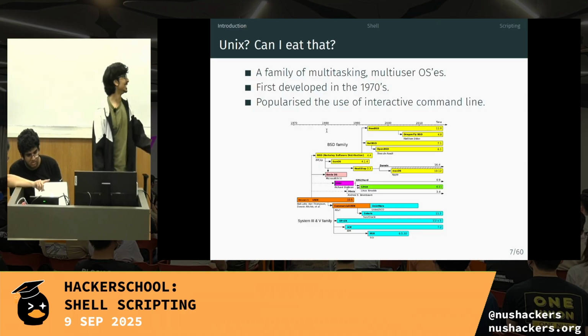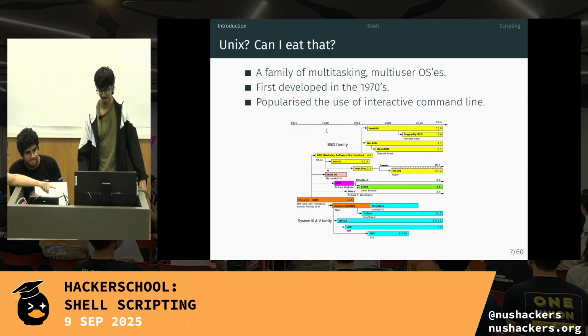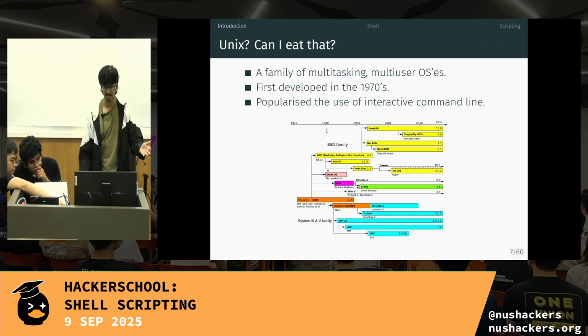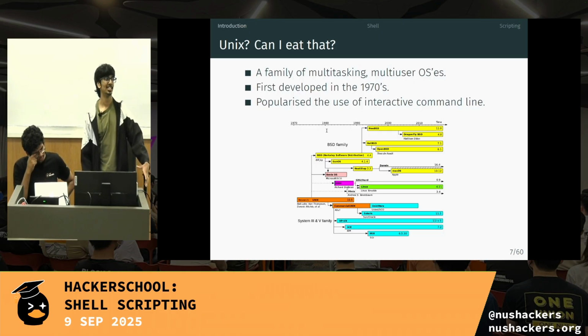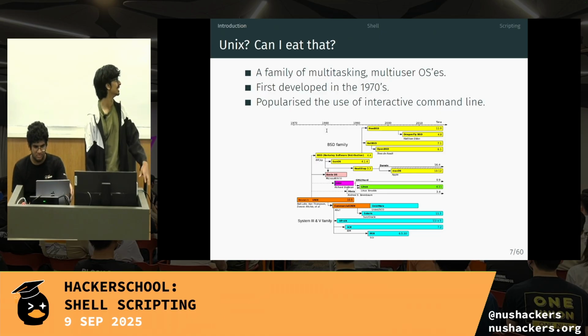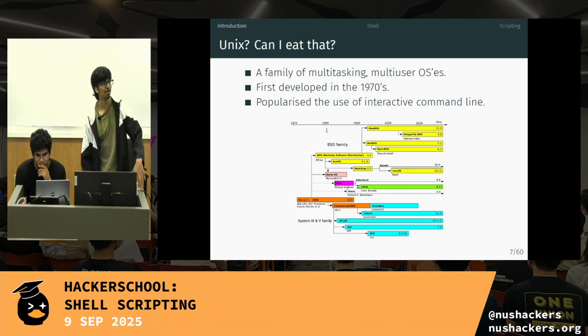Okay. What is Unix? We'll start with a brief introduction of it. Unix is a family of multitasking, multi-user operating systems. A common misconception for many people is that they think Unix itself is an operating system, but actually, it more so refers to the family of operating systems. It was built quite a while back in 1970, and it is popular for its heavy use of the command line, which is all we'll cover today.